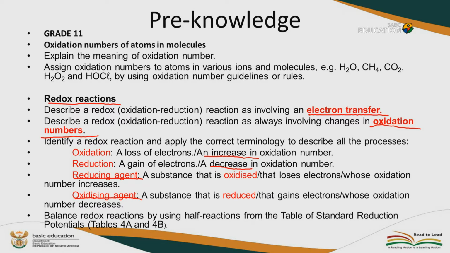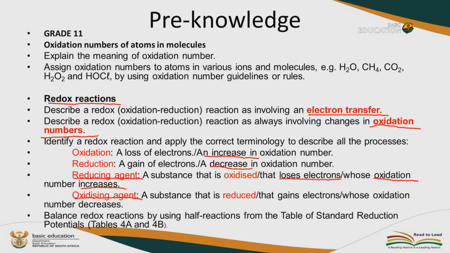So the agent that loses electrons is referred to as a reducing agent. Then you ask yourself, when will the electrons be lost? The electrons will be lost during the oxidation reaction. So a substance that is losing the electrons is referred to as a reducing agent. And that agent is found under which process? Under oxidation reaction. And what will happen to the oxidation number of that agent? It means the oxidation number of that agent will increase.